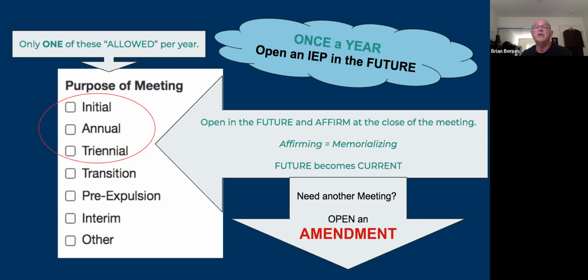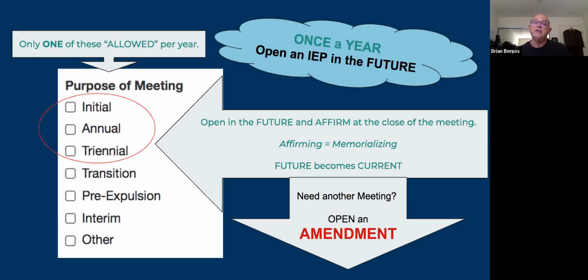An annual is only allowed to be done under the law once a year. Any changes that need to be made to that annual need to be made through an amendment. We can't have more than one annual within a year. We also can't have a triennial more than 3 years out. But sometimes we move those up, but we need to tell why. If it's an initial, it is only an initial, and a student only has one initial. They can't have more than one initial IEP because that's when they're determined to be eligible.